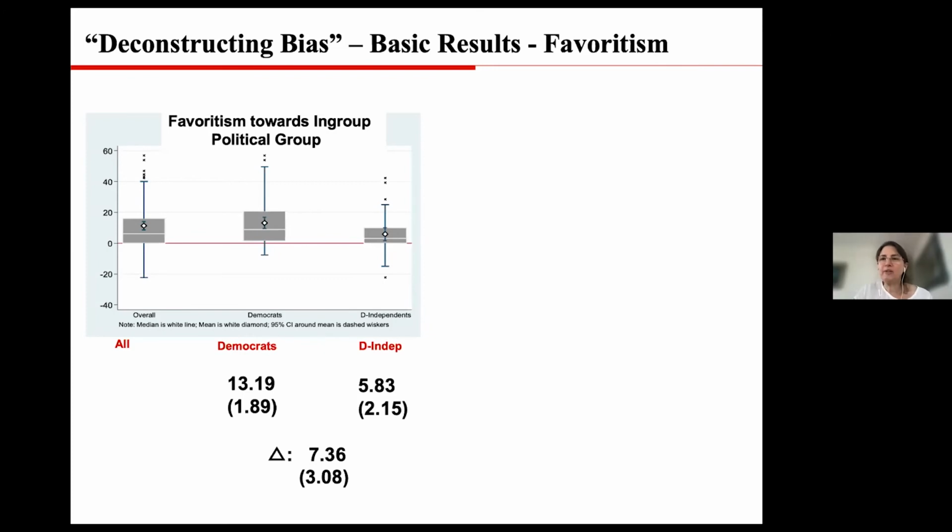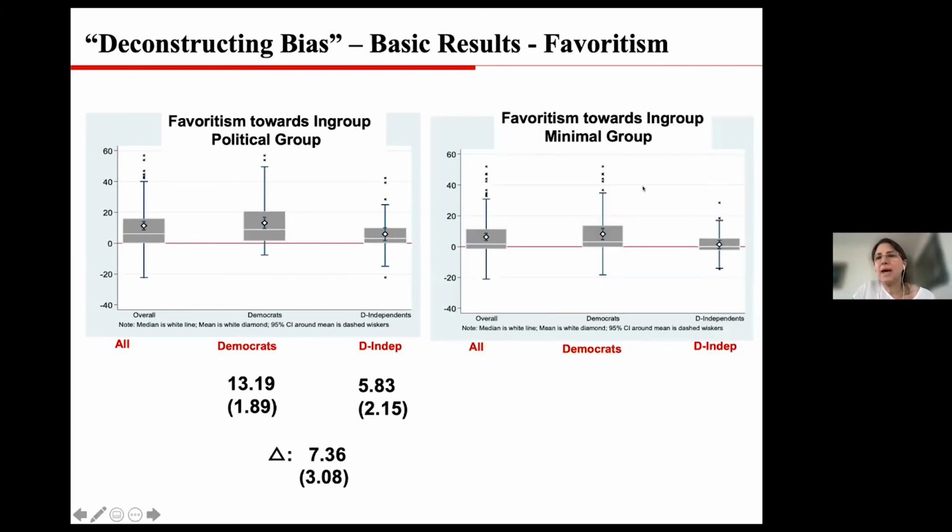However, we also have this minimal group condition. And here we see almost exactly the same pattern. The Democrats are showing more favoritism towards the in-group than the Democratic-leaning independents, but in the minimal group treatment, something that had nothing to do with politics. Do you get that? The people who said they were Democrats are showing more in-group favoritism in the minimal group treatment than the Democratic-leaning independents. And we look at the difference here, and the difference is significant.